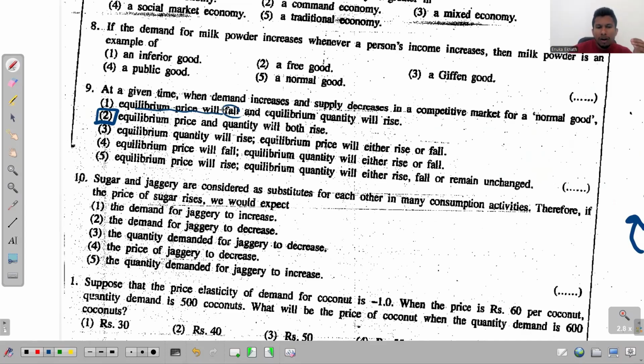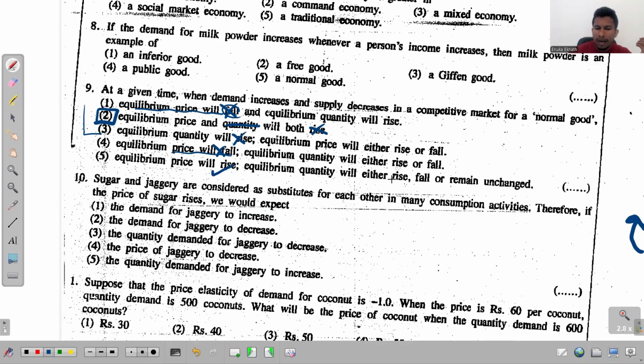Equilibrium price will fall, no, price will increase. Equilibrium price and quantity both will rise, no, quantity is uncertain. The third one, equilibrium quantity will rise, no, that is dependent on the ratio of change in the demand and supply. So that's wrong again. Fourth one, equilibrium price will fall. No, it will increase for sure. Equilibrium price will rise. Yes.